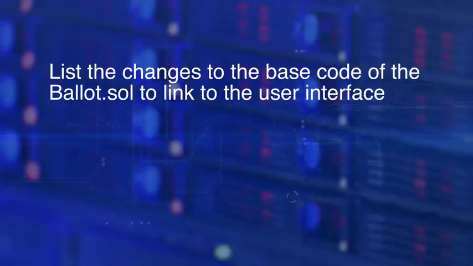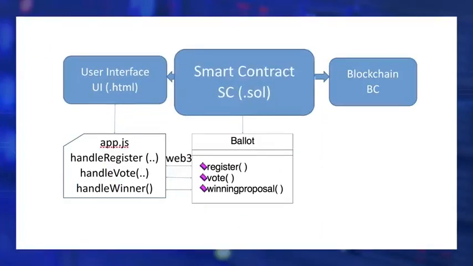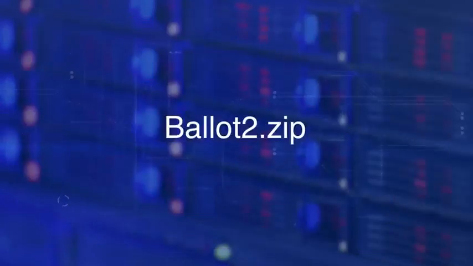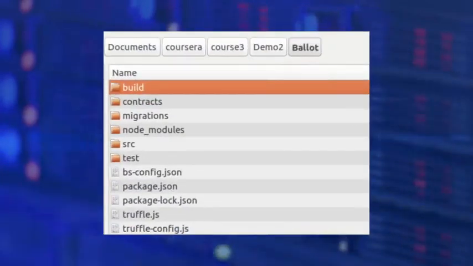Upon completion of this lesson, you will be able to list the changes to be made to the base code of the ballot.sol to link to the user interface and to integrate the user interface front end to the ballot smart contract and the blockchain backend. In order to accomplish this, copy ballot2.zip into your workspace. Unzip the ballot2.zip. Note the directory structure that appears. This may be the base structure needed for any DApp project.